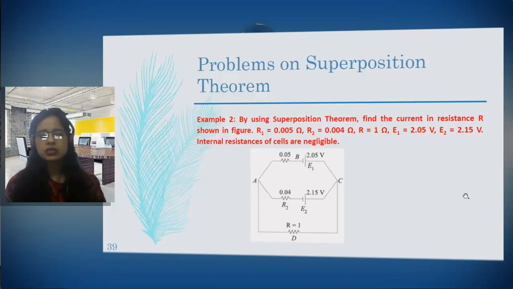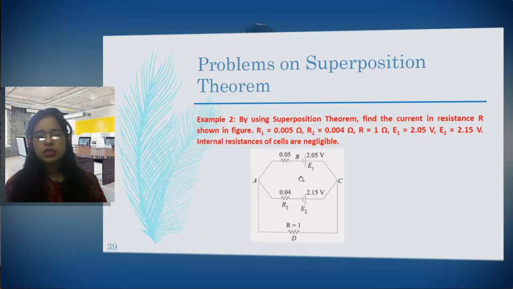Next we'll consider another circuit, again on the superposition theorem. In the next problem, by using the superposition theorem, find the current in resistance R shown in the figure. This is resistance R. The current flowing through this resistance in this branch has to be found out.